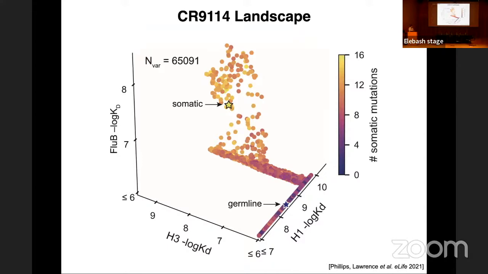And these three axes are the binding affinity to H1, which is the group 1, H3, which is a representative group 2, and then flu B, a particular strain of flu B. And you see this kind of striking orthogonality of the landscape, okay? It looks like first you can do worse than the germline, but you accumulate a few mutations, you bind H1 well, and then a few more and you start to bind H3, and then even more and you bind flu B. And the somatic version is here. There are things that are better than the mature somatic antibody.